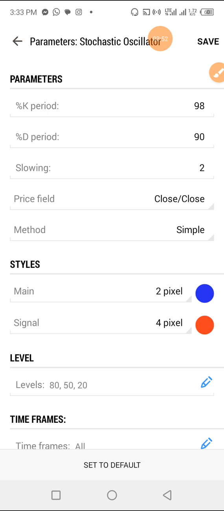The slowing period is the slowing, the price field is close. The method should be exponential. Then use any color of your choice.